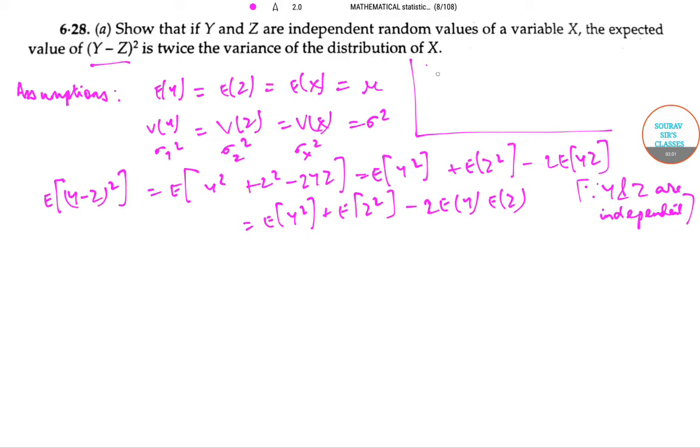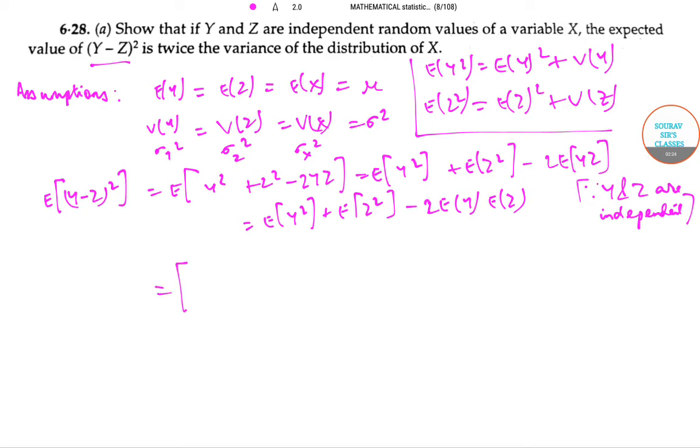Now we also know that expectation of y squared is equal to (expectation of y) squared plus variance of y, and similarly expectation of z squared is equal to (expectation of z) squared plus variance of z. Thus this can be written as mu y squared plus sigma y squared plus mu z squared plus sigma z squared minus 2 into mu y into mu z.